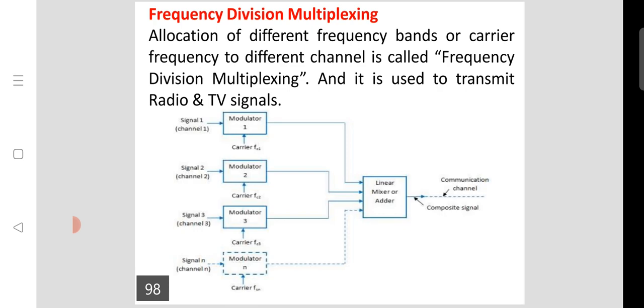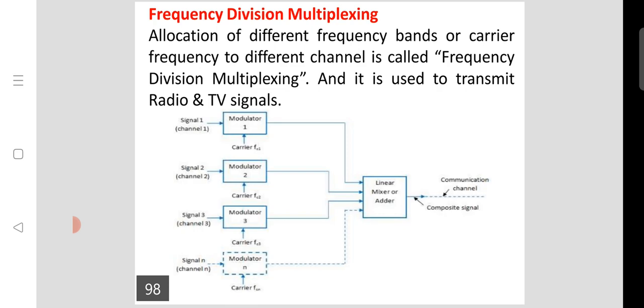Today our topic is frequency division multiplexing. We know about multiplexing from previous subjects. What is multiplexing? The multiplexer in digital logic design, STLD, whose other name is switching theory and logic design subject. We discussed the multiplexer. What is the multiplexer?